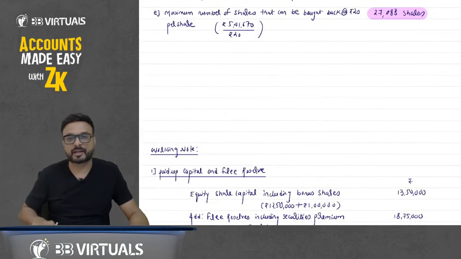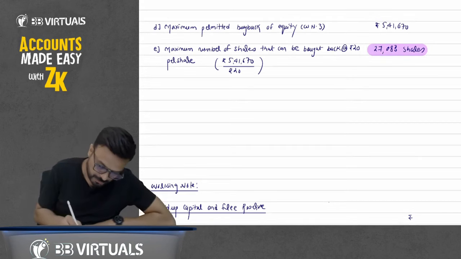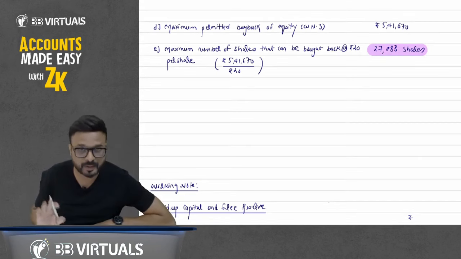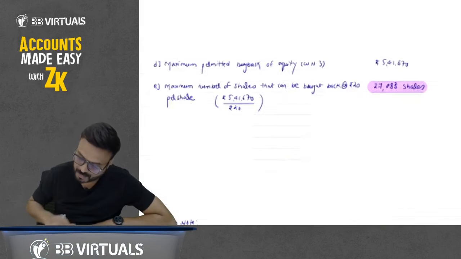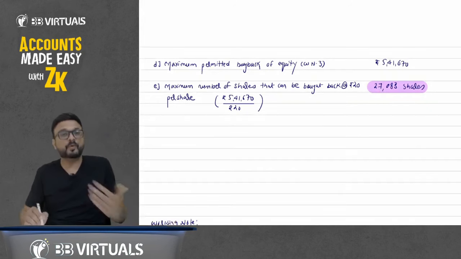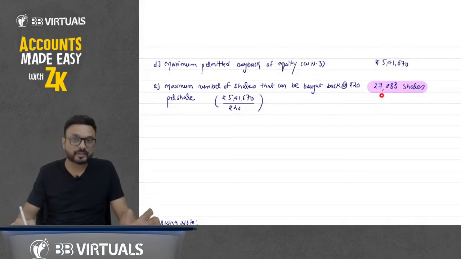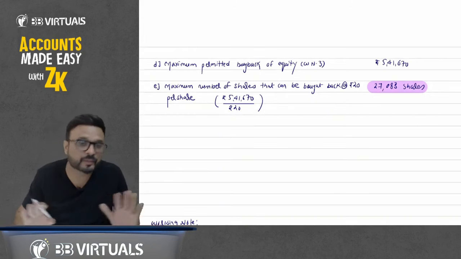2,70,830. Now we will write a note here. The maximum number of shares that we can buy back is the lowest of these three tests, and the lowest of these three is 27,083. How much do we want to buy back? We want to buy back 25,000, which is lower than 27,083. So there is no violation of the Companies Act here.